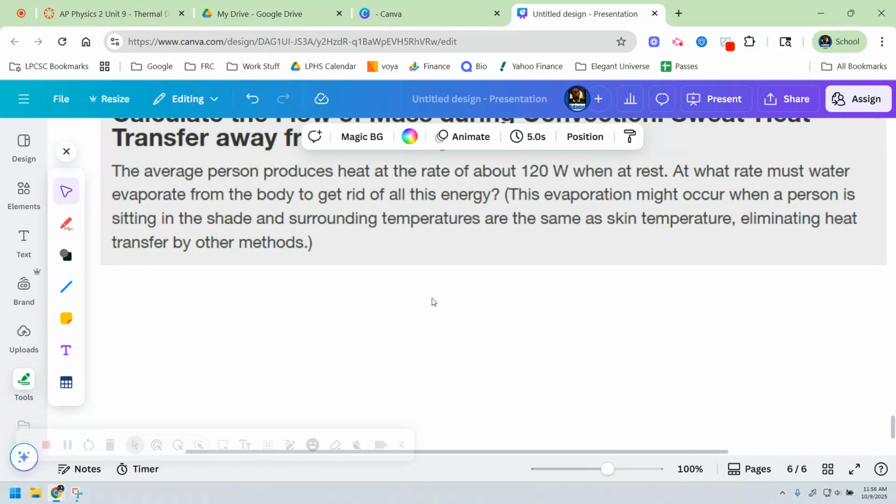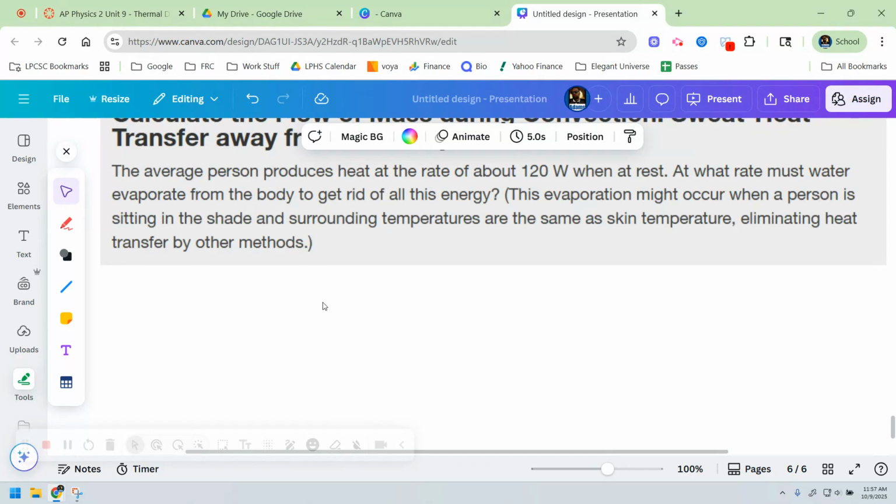Remember, evaporation might occur when a person is sitting in the shade and surrounding temperatures are the same as the skin temperature, eliminating heat transfer. And so evaporation is really saying sweat, right? So when we sweat, the heat energy goes with the sweat, and then the sweat on the outside of our body transfers the heat to the surrounding air molecules. And so it's a way for our body to regulate temperature. And so how do we figure this out?